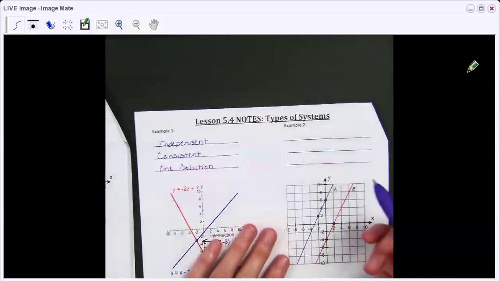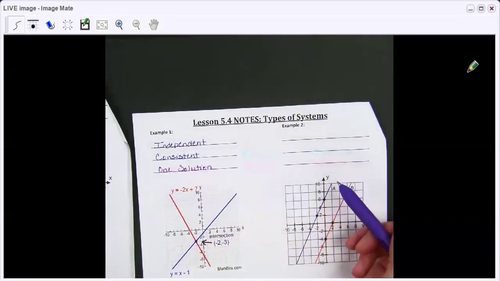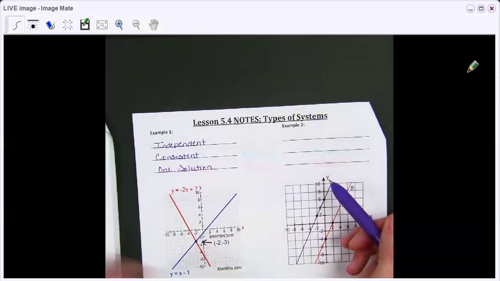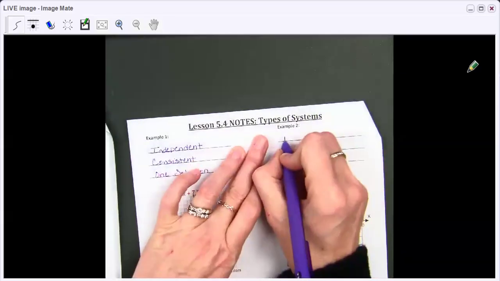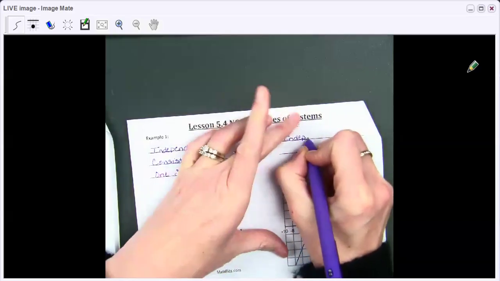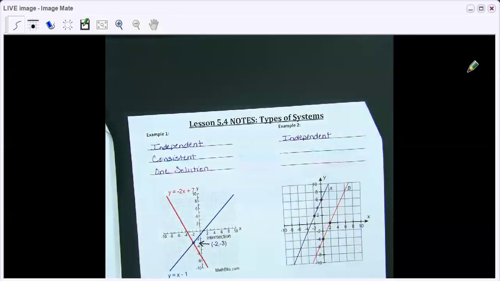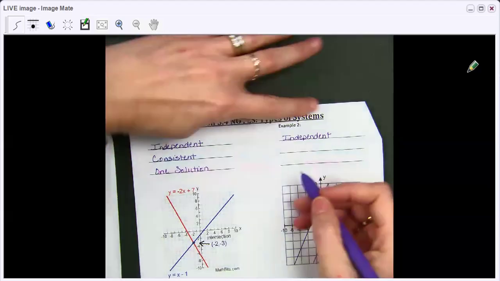Let's look at example 2. Independent or dependent? Well, they're their own separate line, so that makes them independent. And I know some of you like to abbreviate, and that is fine: IND or DEP for independent and dependent. And they do not intersect at any point, which makes them inconsistent.